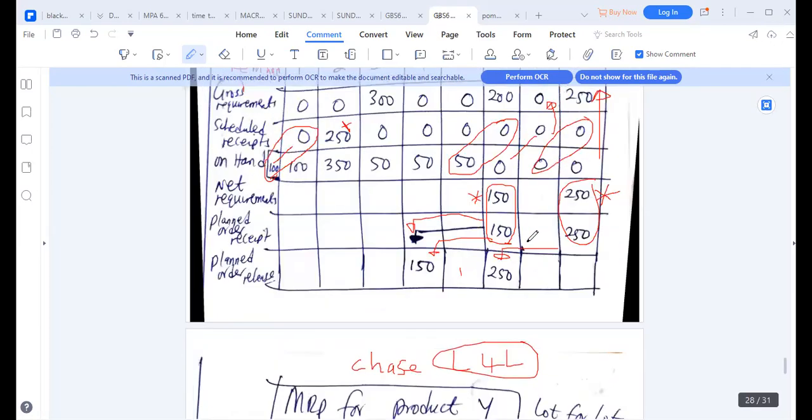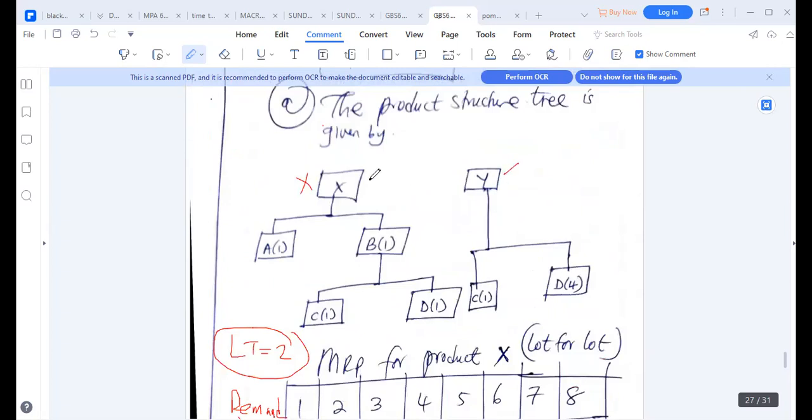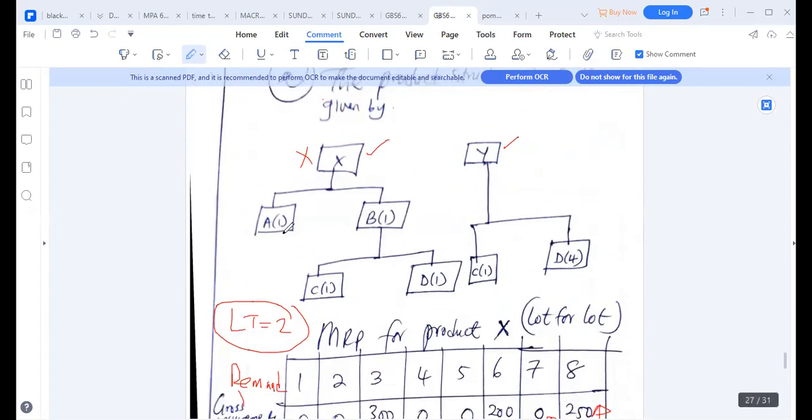Once you get the MRP for product Y and X correct, these other ones will not be an issue. So we can come and get MRP for A. But MRP for A actually depends on X. If X is wrong, then MRP for A, B, C, D will all be wrong because they depend on X. If X is not correct, it will affect A and B. And also, if Y is not correct, it will affect D and C.